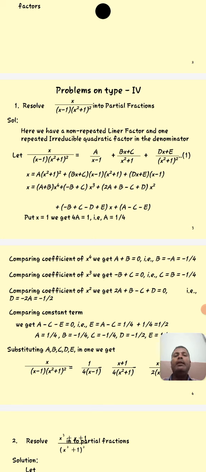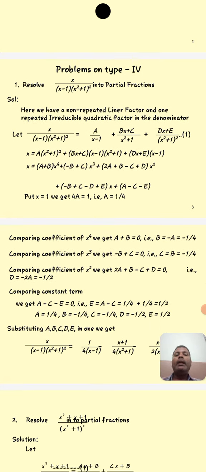Question number 1: Resolve x divided by (x minus 1)(x square plus 1) whole square into partial fractions. You observe here in this problem, x divided by (x minus 1)(x square plus 1) whole square, in the numerator the degree is 1, and the denominator degree is 5. So when we see the numerator and denominator degrees, this is a proper fraction. We know that a proper fraction can be resolved into partial fractions.